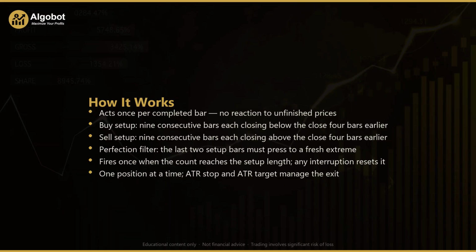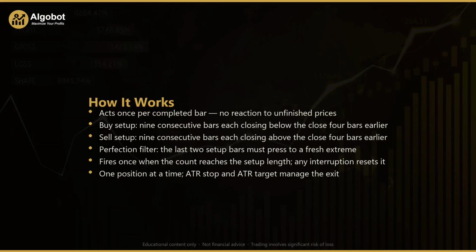Next, the count. The strategy runs 2 tallies at once. For a buy setup, it walks backward from the most recent bar and counts how many consecutive bars each closed below the close 4 bars earlier. For a sell setup, it counts how many consecutive bars each closed above the close 4 bars earlier. The moment a bar fails that test, the relevant count resets to 0 and a brand new setup must form from scratch. There's no partial credit.